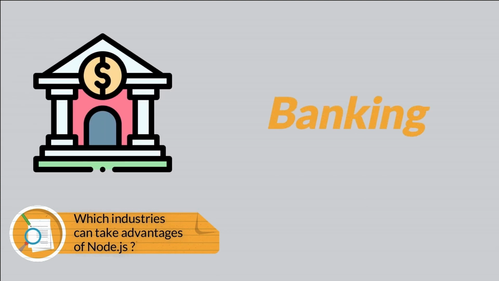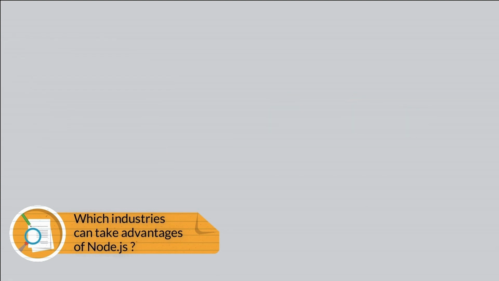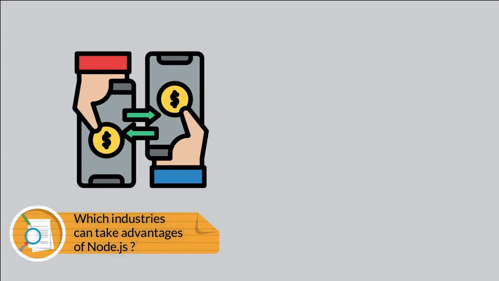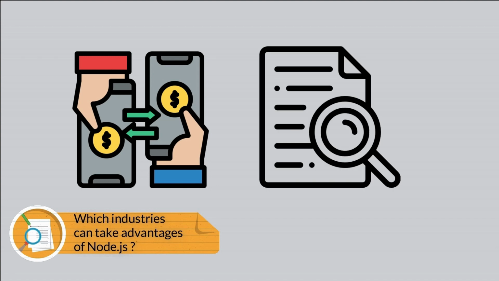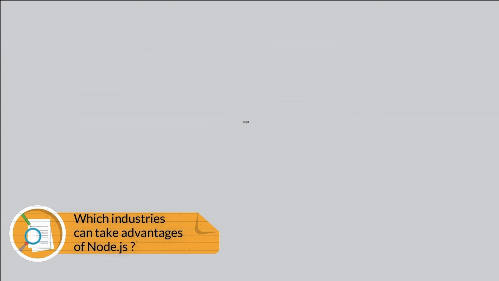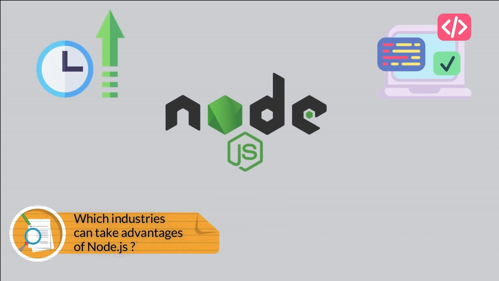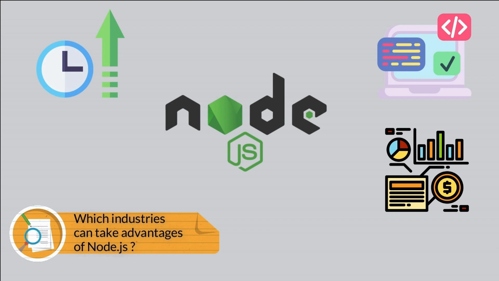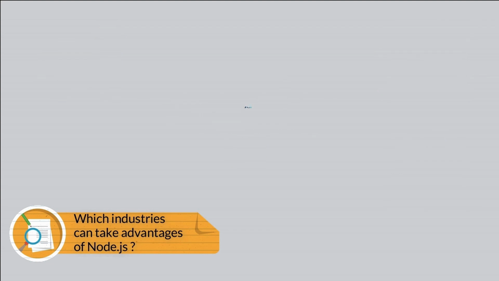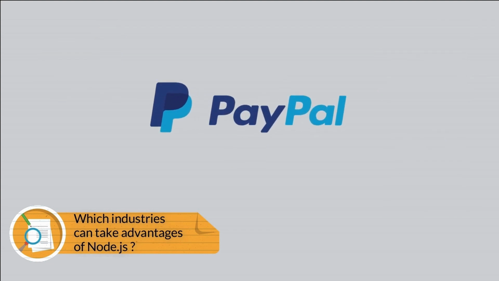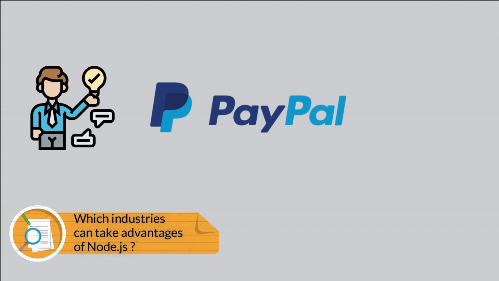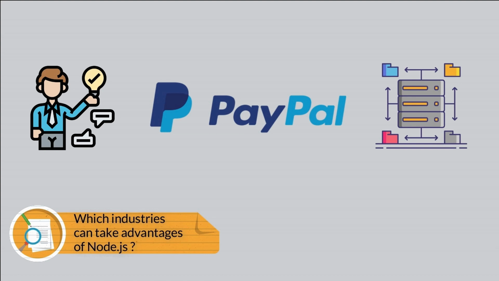Banking. Banks are responsible for processing a ton of transactions, as well as managing the details of these transactions. By using Node.js, it can drastically decrease build times, reduce lines of code, and handle large amounts of data seamlessly. PayPal is a company that took advantage of the asynchronous architecture pattern, which helped them handle multiple requests as well as reduce the server load.